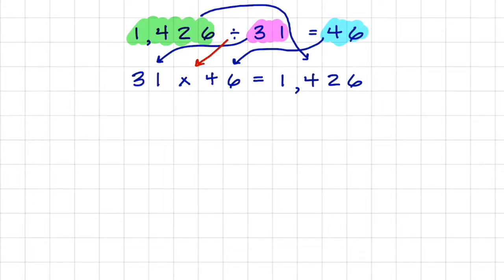So therefore, 1,426 divided by 31 equals 46 would be converted into multiplication, which means I could check for accuracy by taking 31 multiplied by 46, and it would equal 1,426.